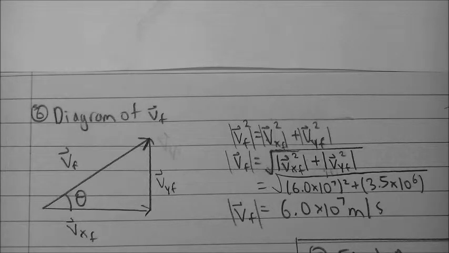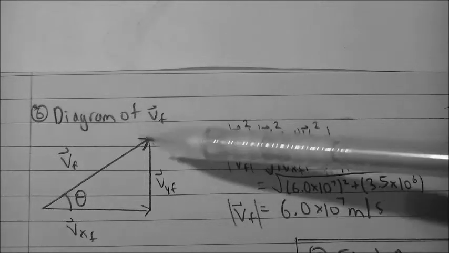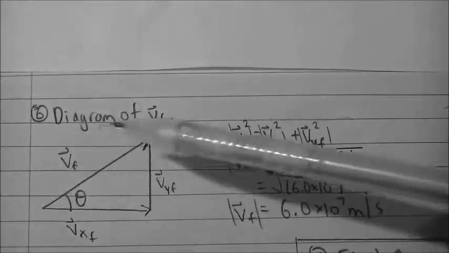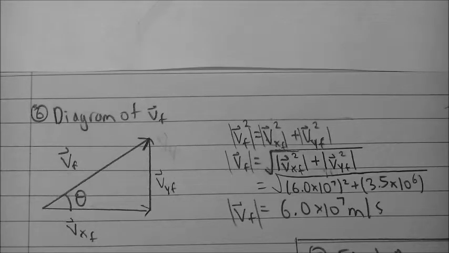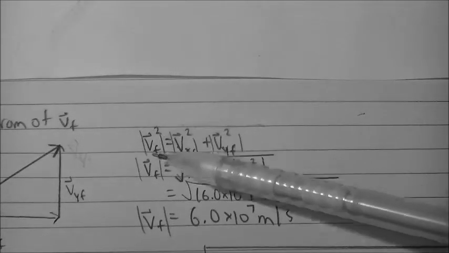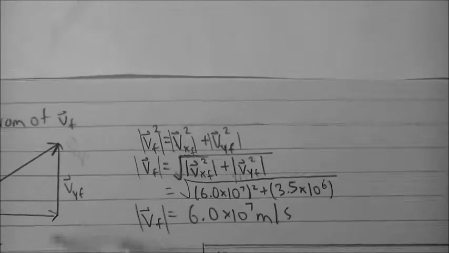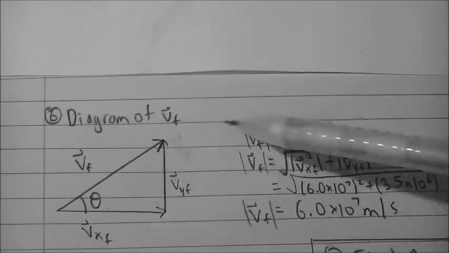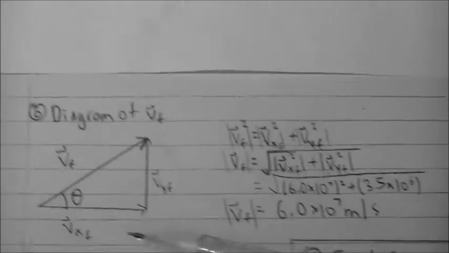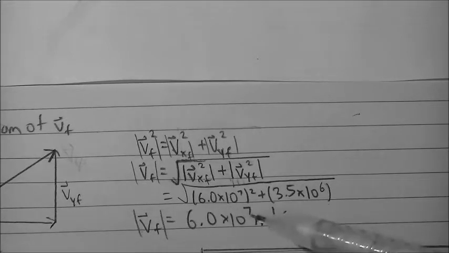Now that we have our final vertical velocity and horizontal velocity, we can draw out a diagram of the situation and find the final velocity with the direction. So first, let's find the magnitude of the final velocity of the electron. And we can see from the diagram that we can simply use the Pythagorean theorem to solve for the magnitude of the final velocity, which gives us 6.0 times 10 to the exponent of 7 meters per second.